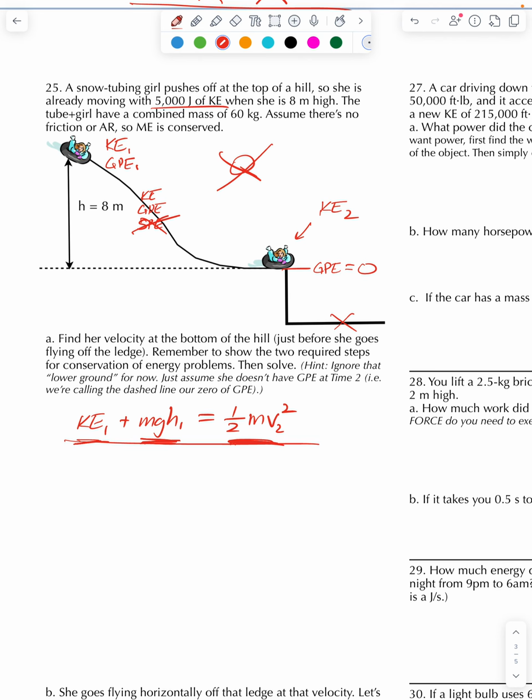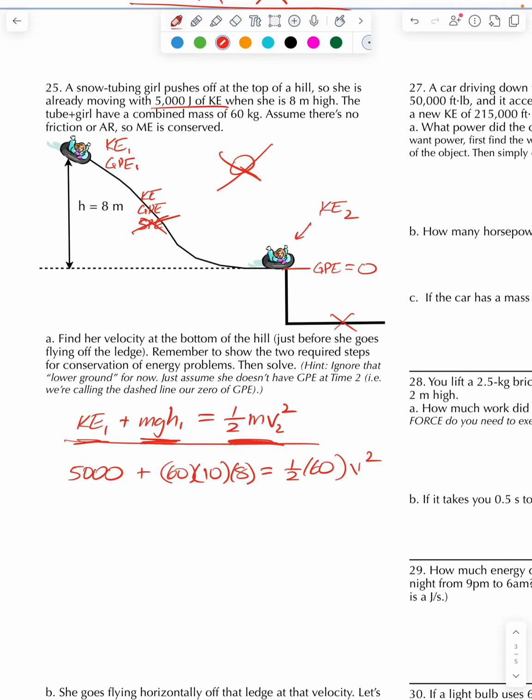So let's go ahead and plug it in. I'm going to skip that middle step. I'm not going to try to trick you. I'm going to trust that I have all the SI units, and I'll just leave out the units. So KE at time 1 is 5,000. The total m is 60, 10 meters per second squared. Height 1 is 8 meters, and that's going to equal 1/2 the mass, which is 60 still, and velocity 2 squared. I could just leave off the 2 now. Now I'm not going to be confused with a v1. So maybe I'll do that just to make it a little simpler.